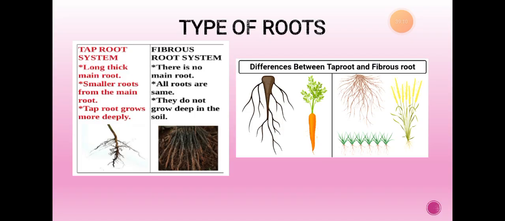What is a tap root system and what is a fibrous root system? Now the tap root system has long, thick main roots. They are very long and thick. These are main roots, and they have a lot of roots coming from them. So there are three types of roots present in the tap root. First of all is the main root, then smaller roots from the main root, which are known as primary and then secondary roots.